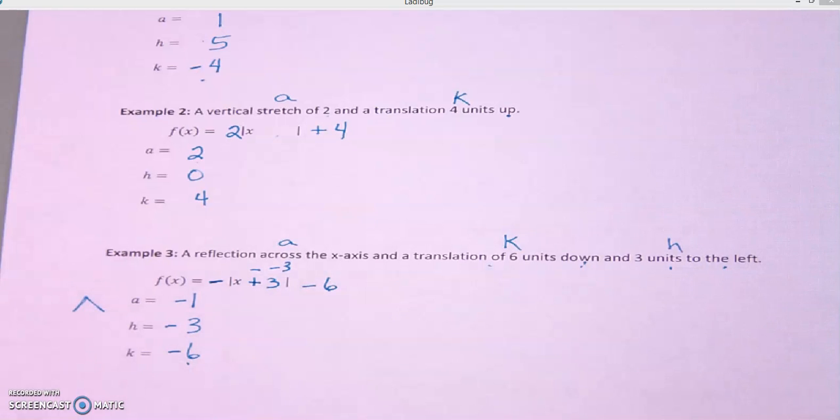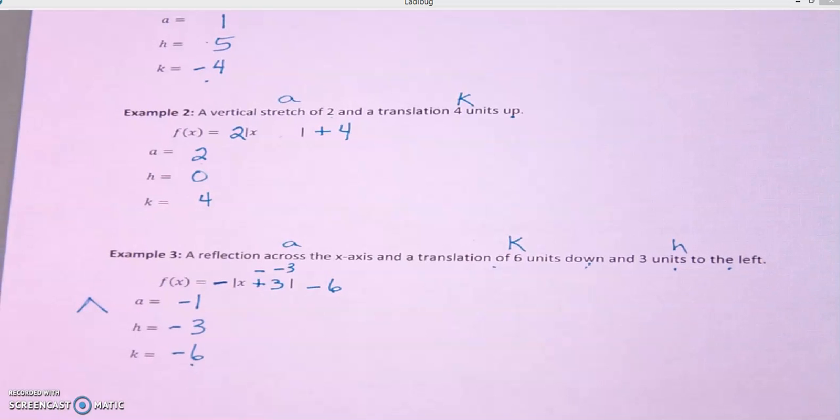You have problems to work on the back, so work those problems on the back and let a teacher know if you have any problems, or a classmate. Good luck.